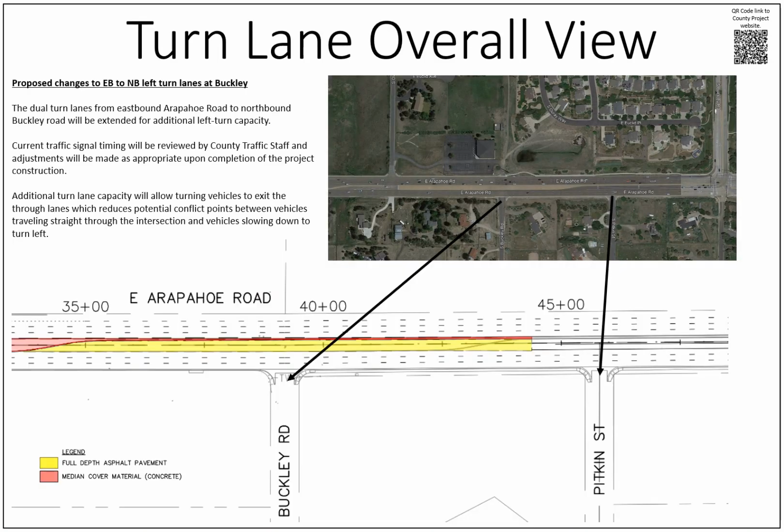This graphic shows the proposed turn lane extension from eastbound Arapahoe Road to northbound Buckley Road. Additional turn lane capacity will allow turning vehicles to exit the through lanes, which reduces potential conflict points between vehicles traveling straight through the intersection and vehicles slowing down to turn left.